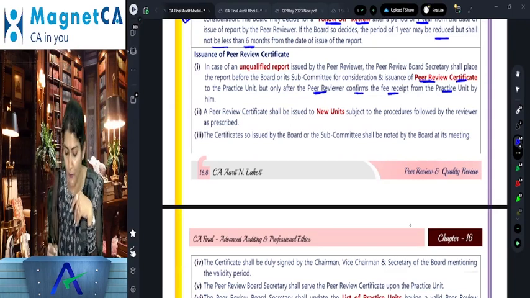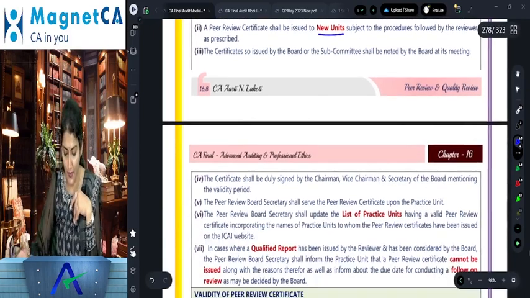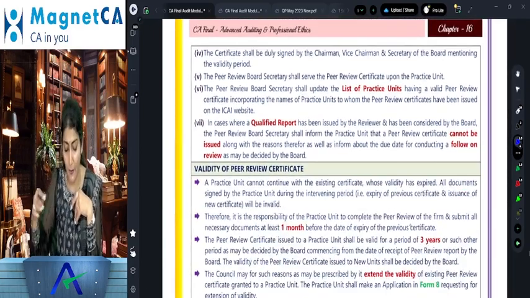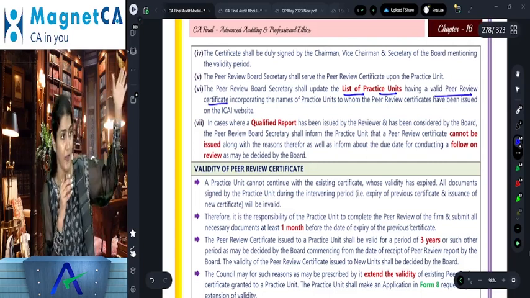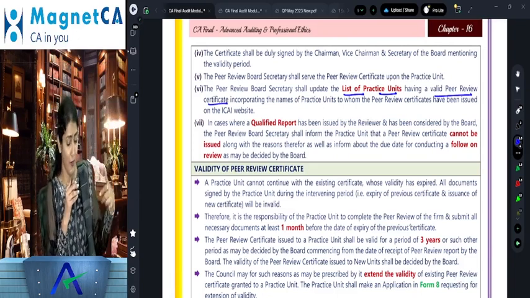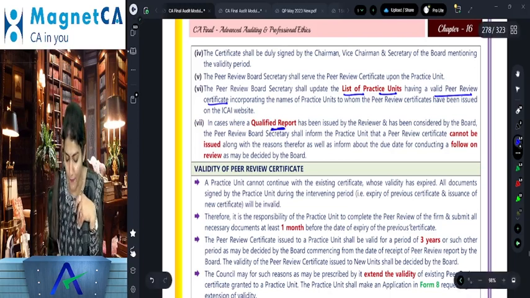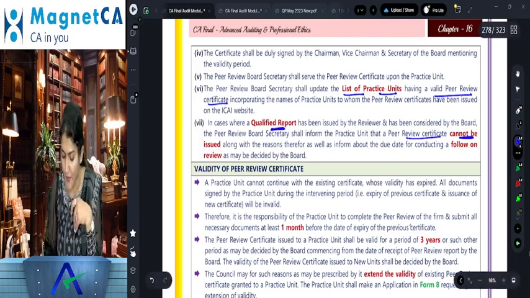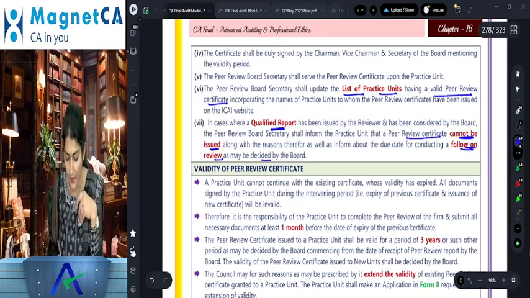Then again the peer review certificate is to be issued to the new units, and the certificate has to be noted at the meeting. Okay, and then the peer review board secretary will update the list of the practice units having a valid peer review certificate. Did we see that on the website of ICAI? 3,501 firms having valid peer review certificates. And in case of a qualified report, they will mention that the peer review certificate cannot be issued and a follow-on review is to be conducted. Right?